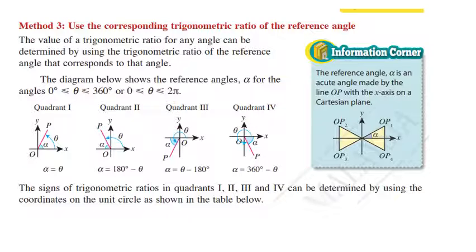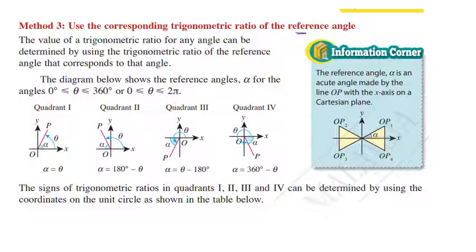Okay, we go for the next method, which is use the corresponding trigonometric ratio of the reference angle. Ni lah reference angle tadi tu yang kita dah sentuh sikit tadi masa dekat unit circle. Okay, kita akan go one by one. Okay, the value of trigonometric ratio for any angle can be determined by using the trigonometric ratio of the reference angle that correspond to that angle.